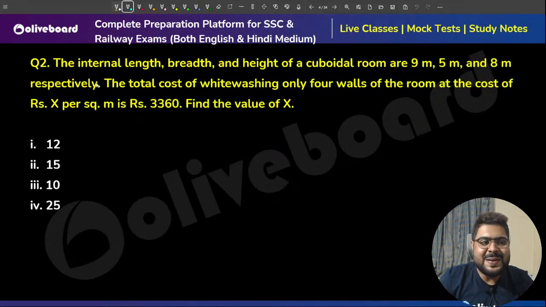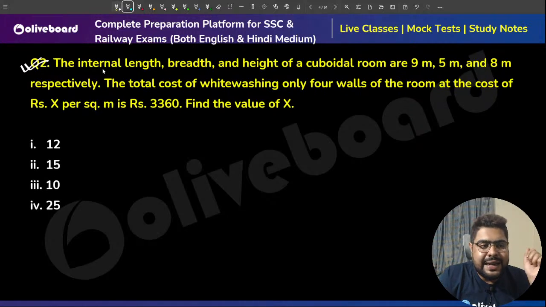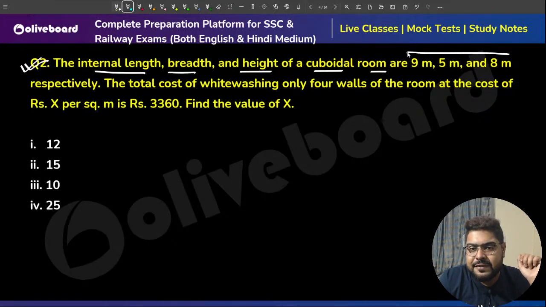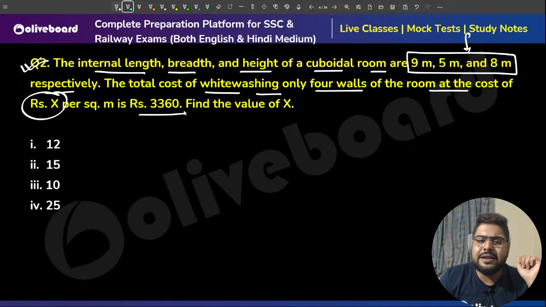Absolutely clear. Moving on to our second question, sir. The internal length, breadth and height of a cuboidal room is given, sir. It's a very formula-based mensuration question. The total cost of whitewashing only the 4 walls of the room is given. Find the value of x.